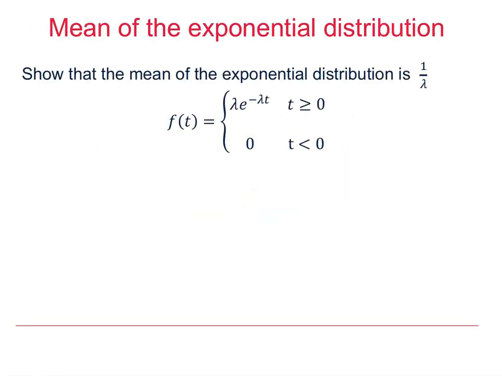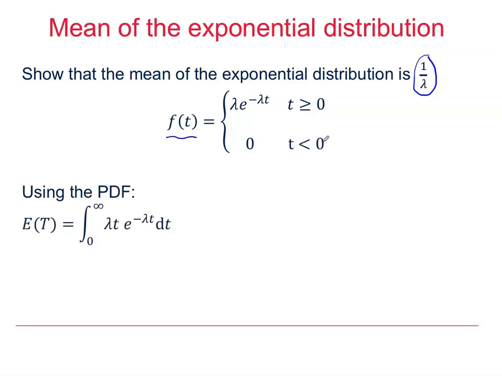The formula for the mean of the exponential distribution is 1 over lambda, where lambda is the parameter of the distribution. Here's the PDF, and we can see that the PDF is 0 when t is less than 0. What we need to do then to find the expected value of the random variable is to integrate t from 0 to infinity, and we need to multiply f of t by t. So what we're looking at here is t f of t.